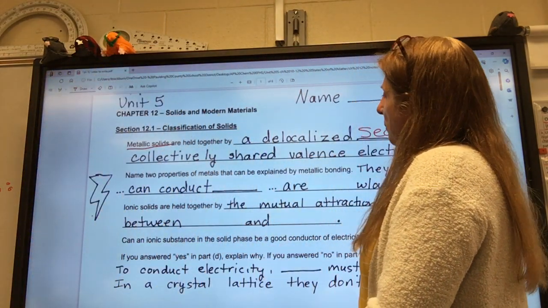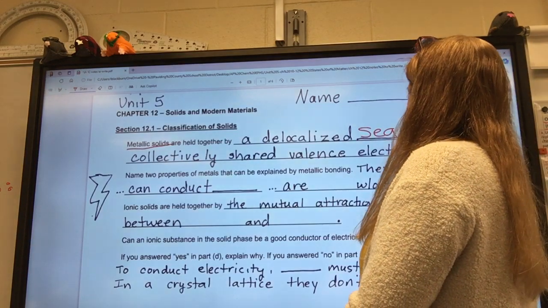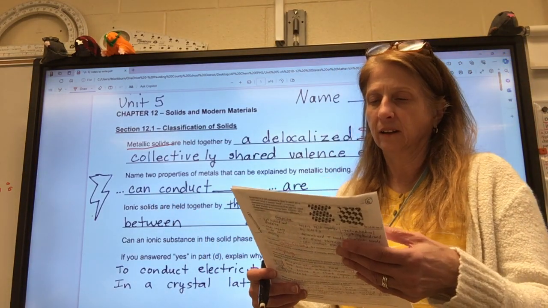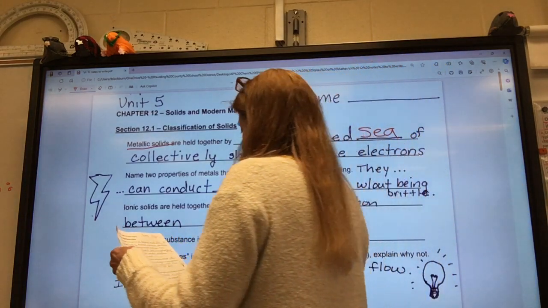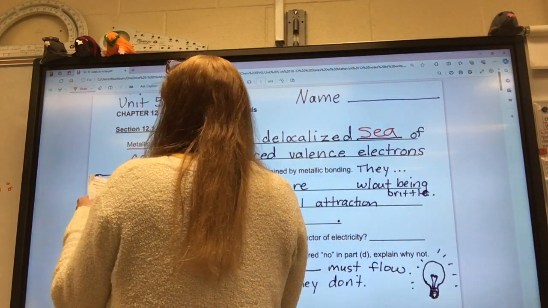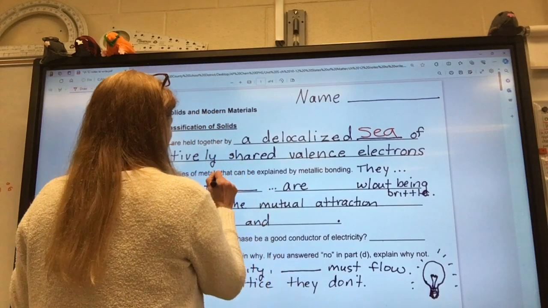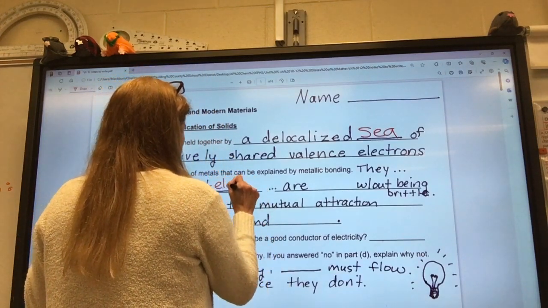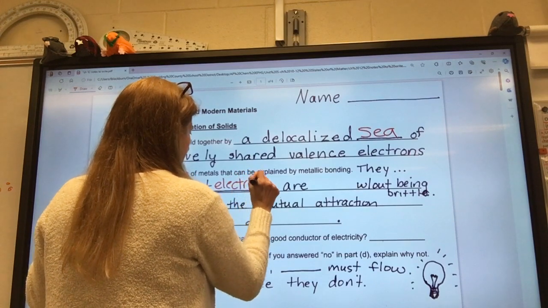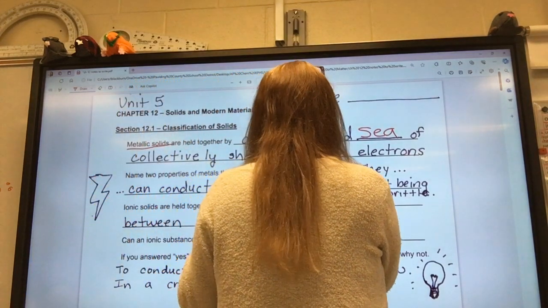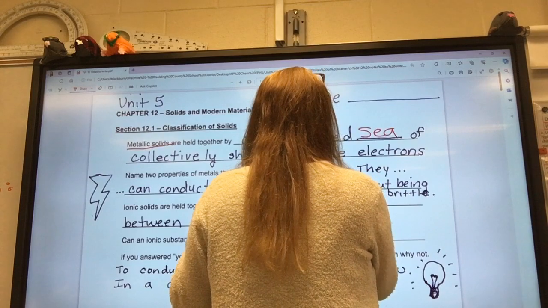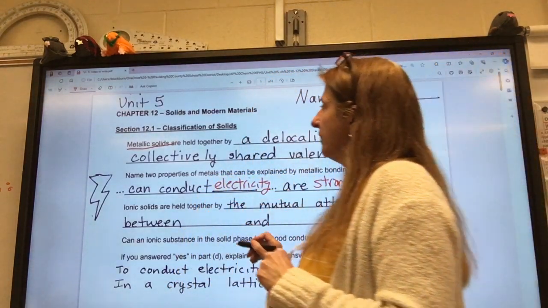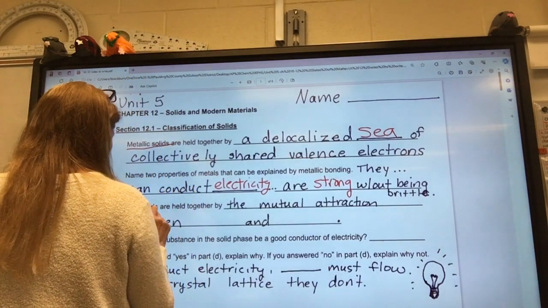So name two properties of metals that can be explained by the metallic bonding. They can conduct what? Heat and electricity, right? I'm going to say they can conduct electricity. And we're also going to say that they're strong without being brittle, okay?